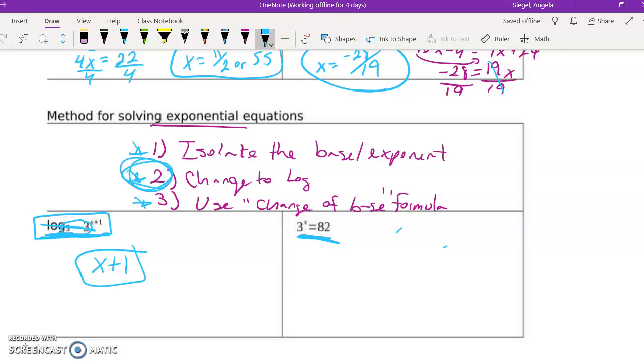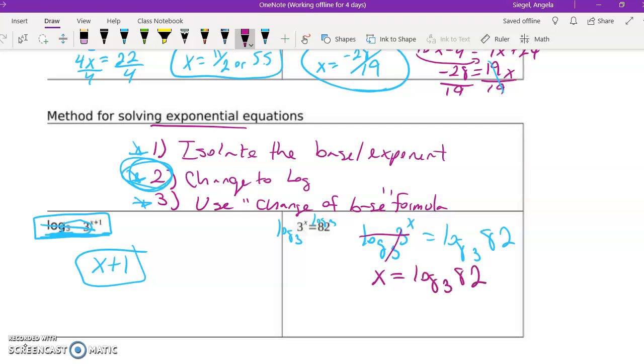Okay, so for this one, the base is 3. So I'm going to add a log base 3 on both sides. Let me write this out because that looks a little bit sloppy. So I have log base 3 of 3^x equals log base 3 of 82. So it's going to look like that. What happens is that these cancel out, and I'm left with x equals log base 3 of 82.